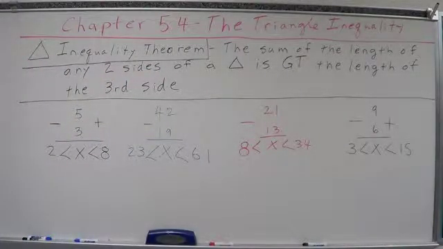That's the triangle inequality. Any two sides of a triangle have to be greater when I add them together than the other side. You have to do that 3 times. If any of those come out with a length that is less than the other side or equal to the other side, you don't have a triangle.